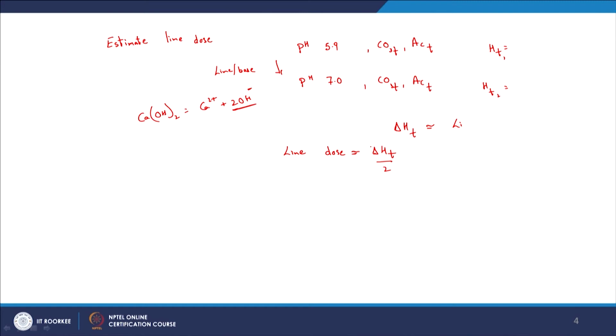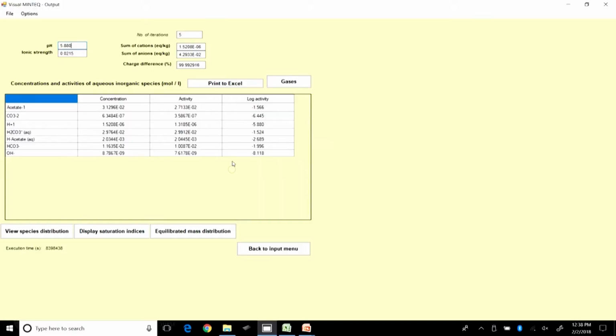So again, what are we trying to do? We'll first try to find H total 1 and H total 2 at the different pH values of 5.9 and 7.0, and go through from that. So let's go through from here, please. I need to go to Visual MINTEQ here. Visual MINTEQ, back to the input menu.